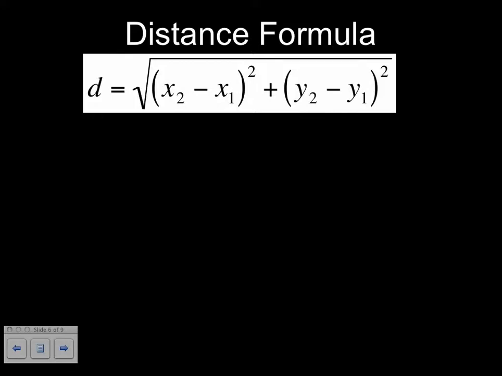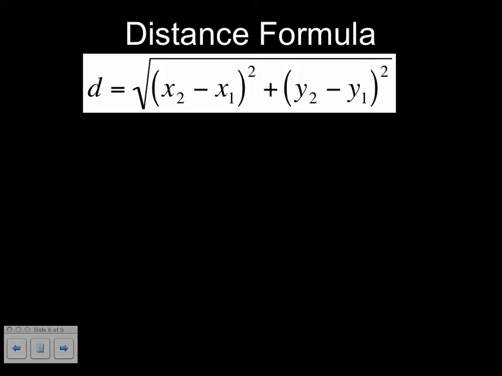Okay, our next topic is the distance formula. And this is something you're familiar with, although a lot of times people don't like to deal with it because it can get a little messy and it has radicals in it. But the distance formula is this formula: d equals the square root of the quantity x sub 2 minus x sub 1 squared plus the quantity y sub 2 minus y sub 1 squared.